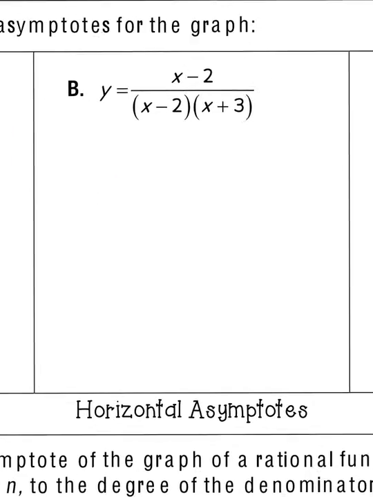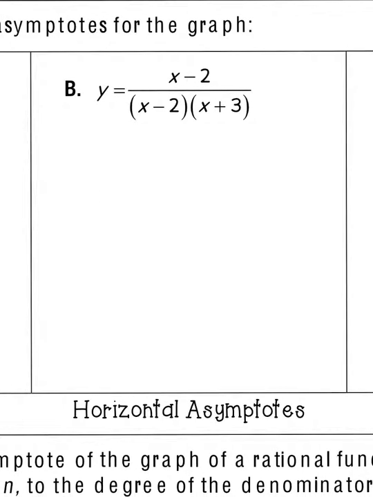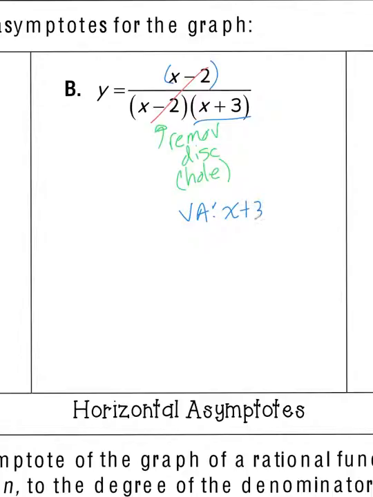When you look at B, however, this is factored for you, and those factors cancel. So this right here is a removable discontinuity, meaning it's a hole. Well, that's not what they're looking for. So instead, I'm going to use this one for my vertical asymptote because it's left over. So x plus 3 equals 0. x equals -3 would be my vertical asymptote.